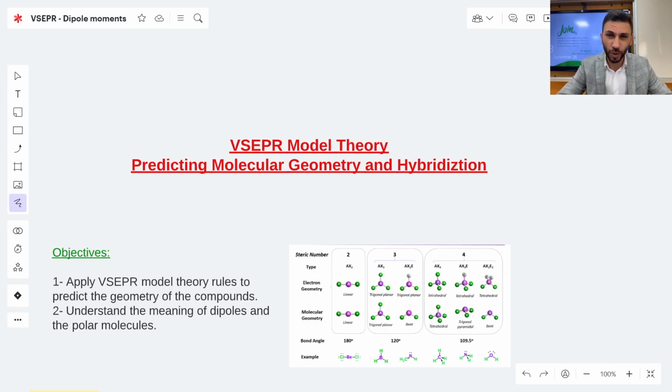Today we're going to continue the VSEPR Model Theory and predicting the molecular geometry and the hybridization. Our objectives for today are to apply the VSEPR model theory rules to predict the geometry of some molecules. These questions are very important for the exams, for the MSAT exam or for the ministry's exam. And also, we need to understand the meaning of dipoles and polar molecules.